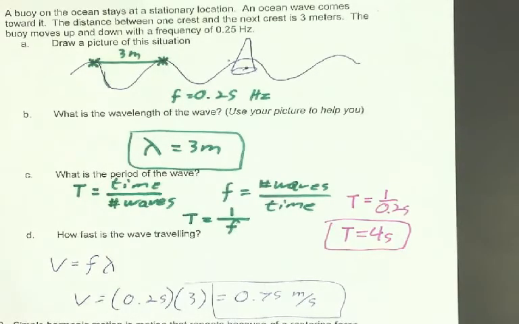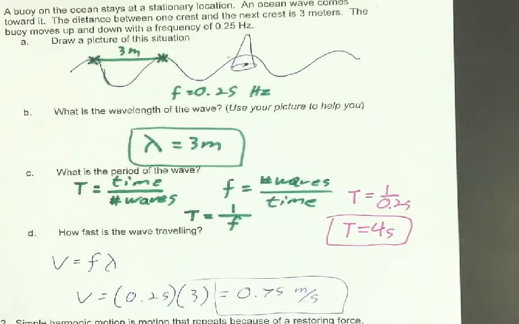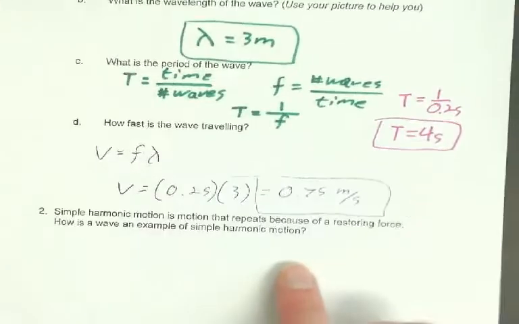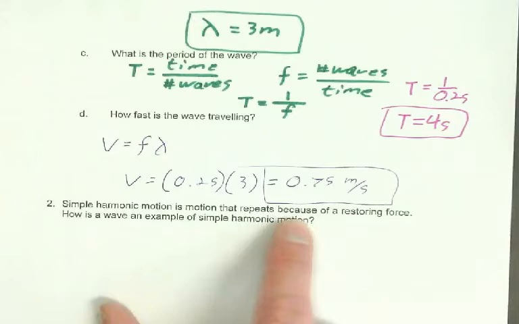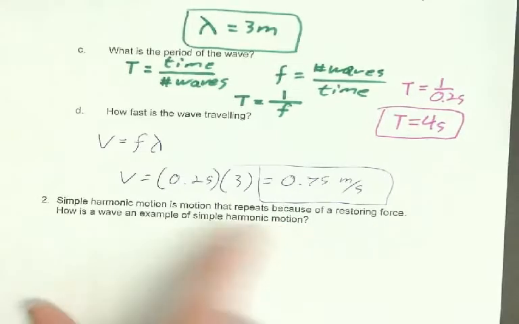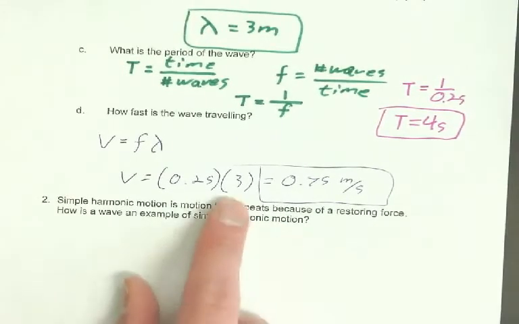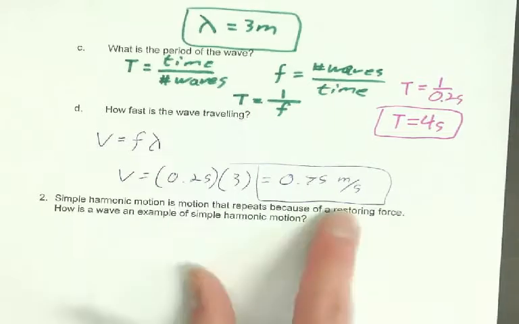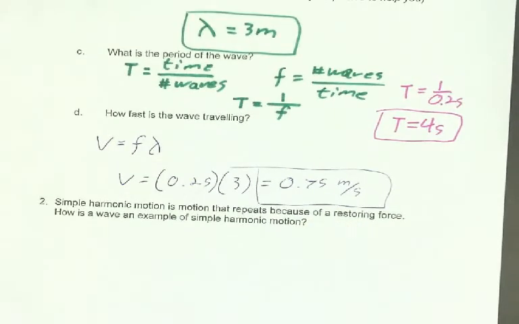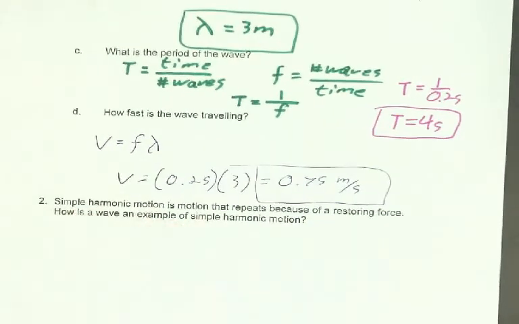Number 2, you don't have to solve anything. You're just explaining some properties that basically describe waves as simple harmonic motion. So we said simple harmonic motion is motion that repeats because of a restoring force. What are some things about waves that also show that? What about waves makes you think, okay, it should be simple harmonic motion?